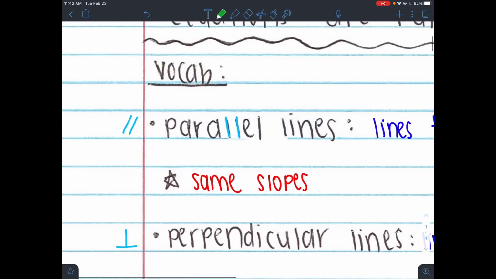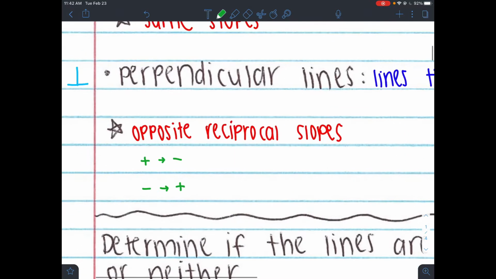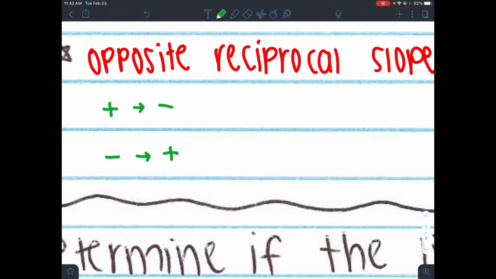Now here, if it's parallel, if the slope was 2, it's going to stay 2. Like, you want parallel, you want the same exact thing. With perpendicular, not so much. Now here's the reciprocal part. Reciprocal means you're going to flip your fraction. So if you have the slope of, let's say, 2/3, you now have the fraction 3 over 2.